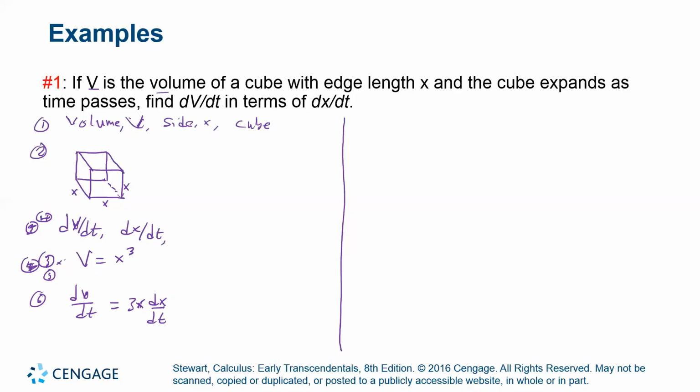Now it's just solve for the unknown. This question doesn't give us any value of x, or anything else, so this is your final answer: dV/dt equal to 3x squared dx/dt. If the question went further and said to find the rate at which the volume is increasing when x is say 2 centimeters or 2 meters, and the rate dx/dt is also given, then we can find dV/dt.